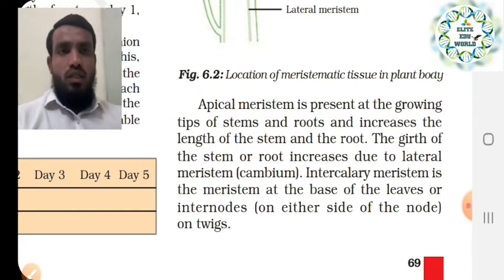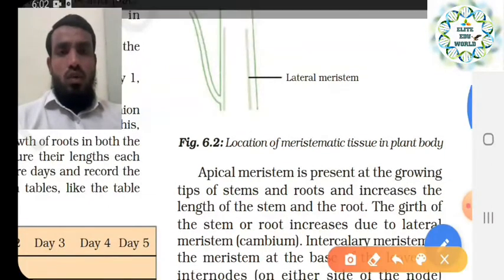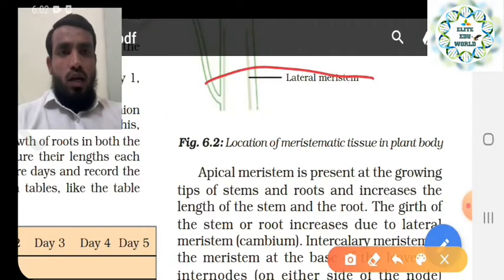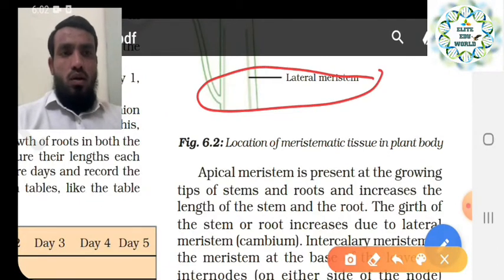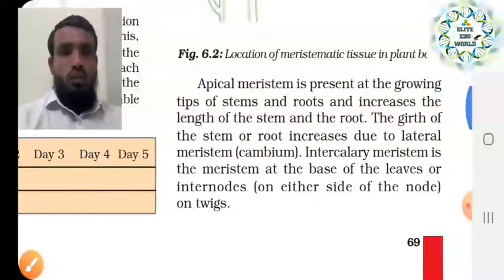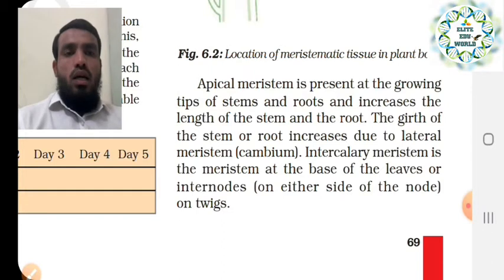As we have seen, this is the lateral meristem. It is responsible for the girth of the plant. So the plant has a broad stem or broad roots due to the lateral meristem. It is also called cambium.